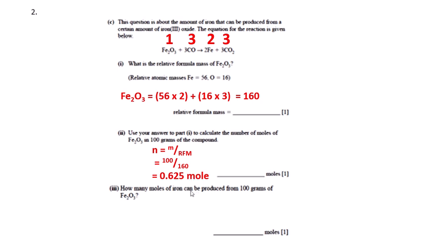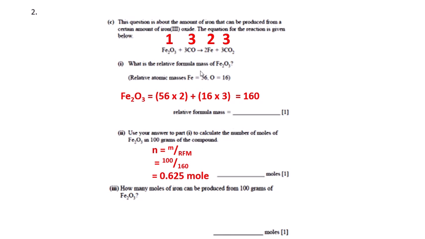Okay, so then think about the next one, and again if you want to pause the video and put the answer down. How many moles of iron could be produced from 100 grams of Fe2O3? Now look at what we have here. We've got our number of moles, we've got our equation, we've just thought about the ratios, so have a think about that.